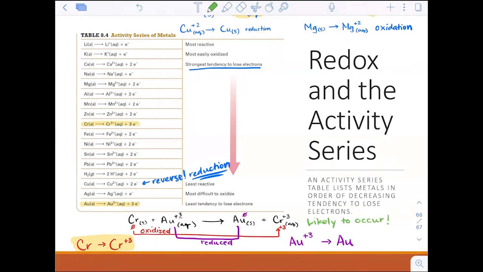The reverse, if we were to predict, could we get gold to react in a chromium solution to plate out chromium and to ionize gold? No, most likely not. No reaction here. Because gold is not a reactive reduction agent. It's not good at losing electrons. So gold would not let itself be oxidized.